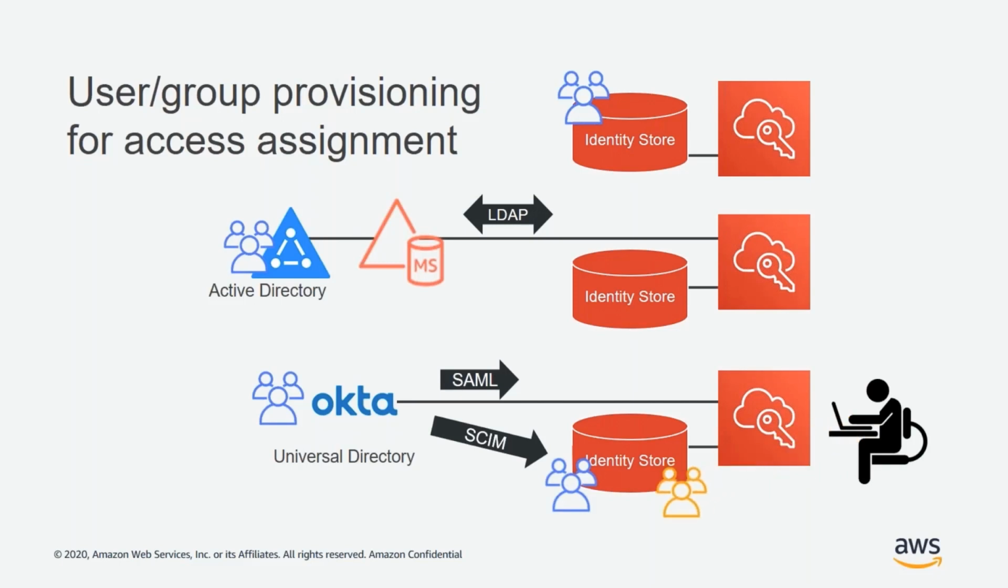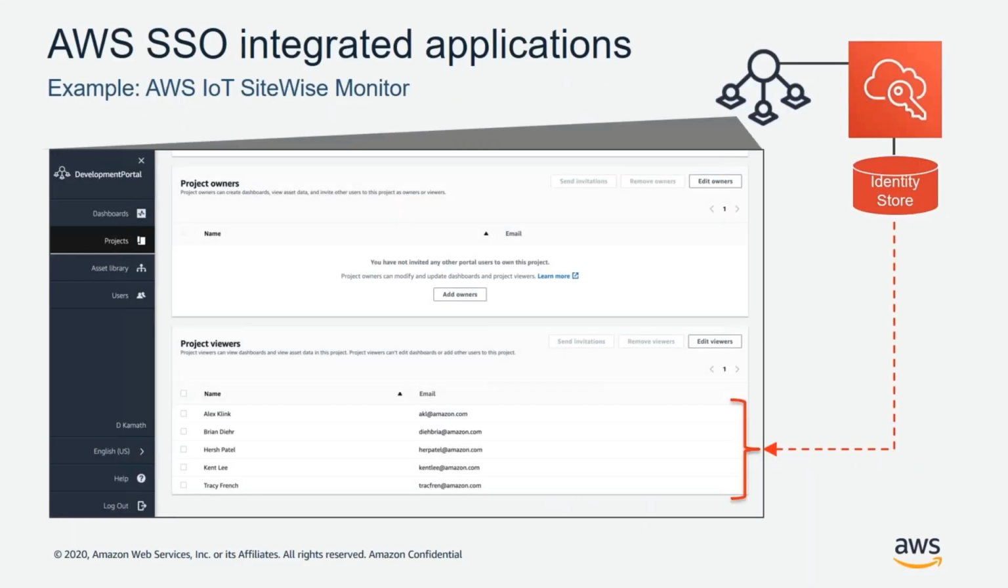Another option is to manually create users and groups in AWS SSO, being careful to match the user sign-in name to the IDP sign-in name. This is useful if you have a SAML 2.0 IDP that doesn't have a compatible SCIM implementation. Now, let's take a look at AWS SSO integrated applications and how they use identities.